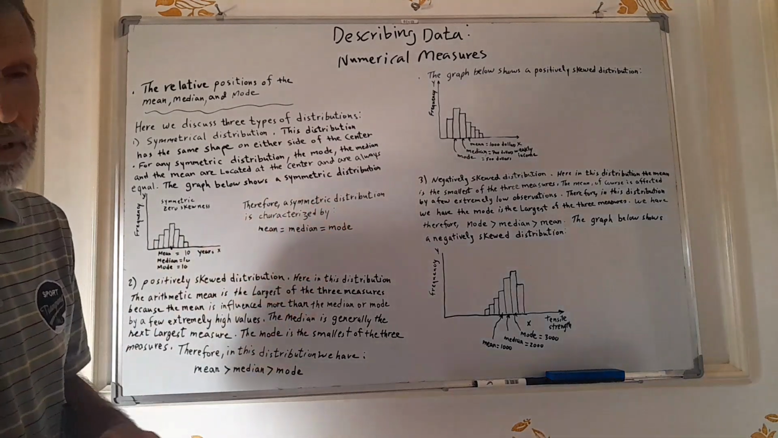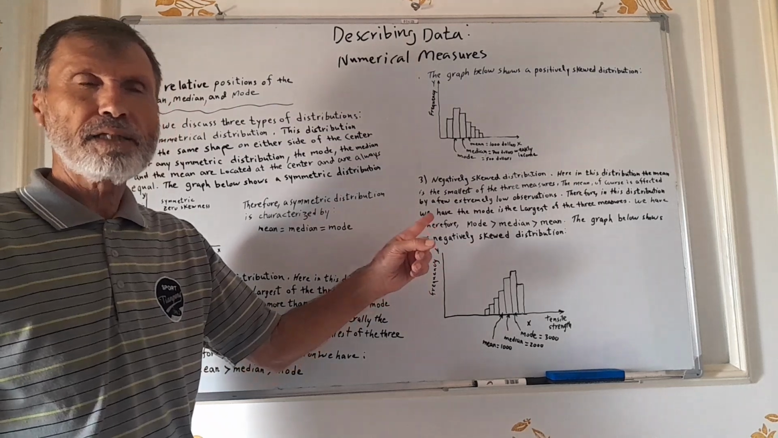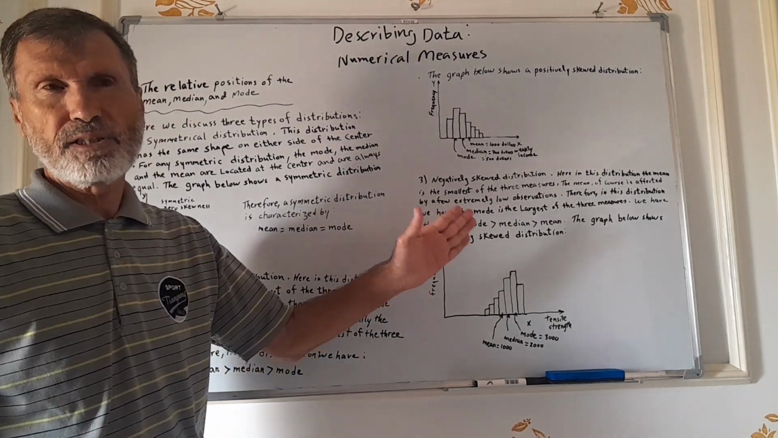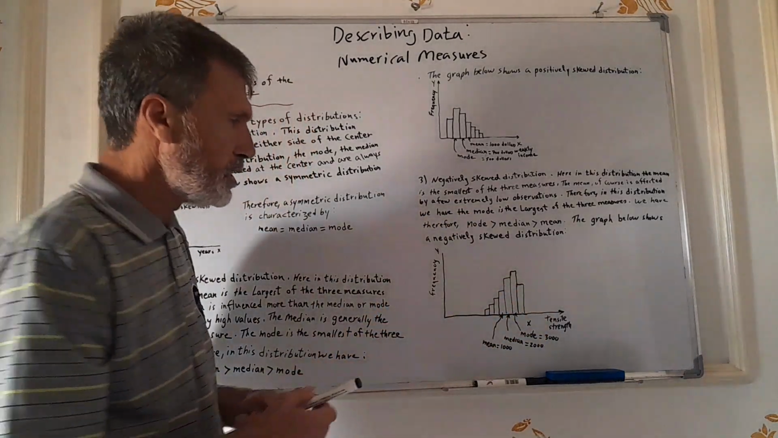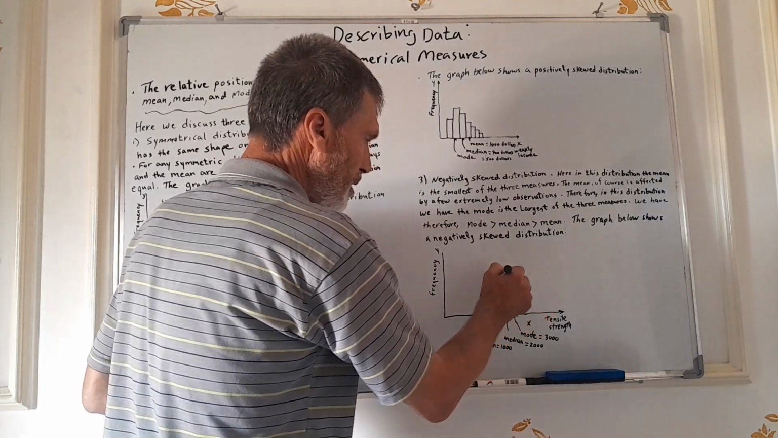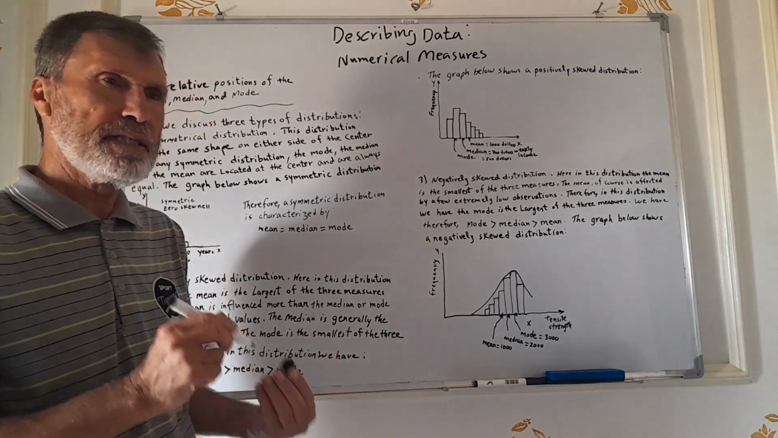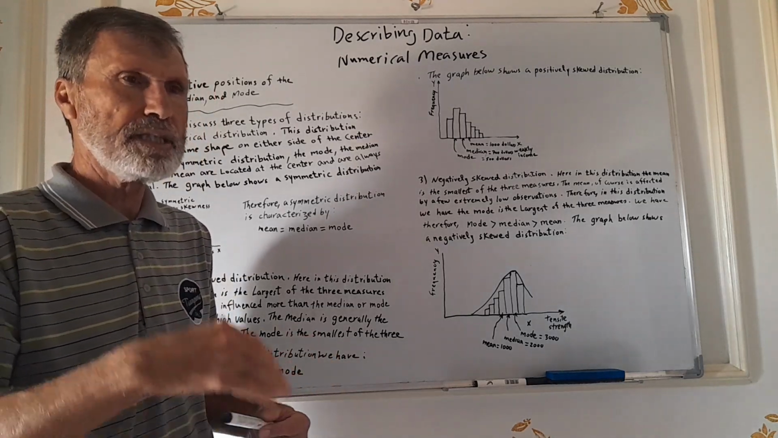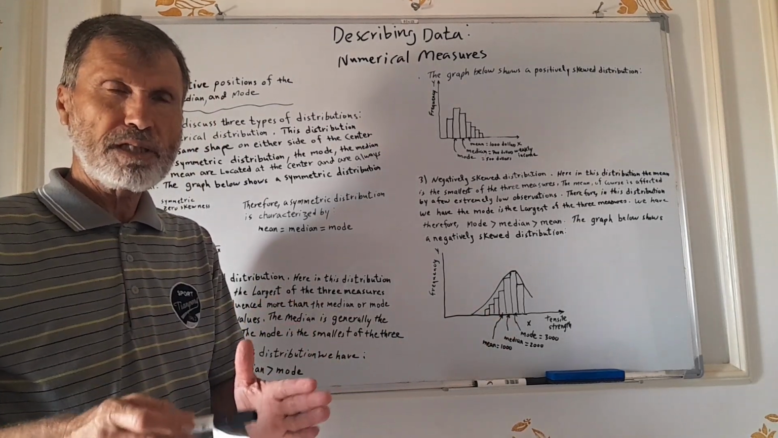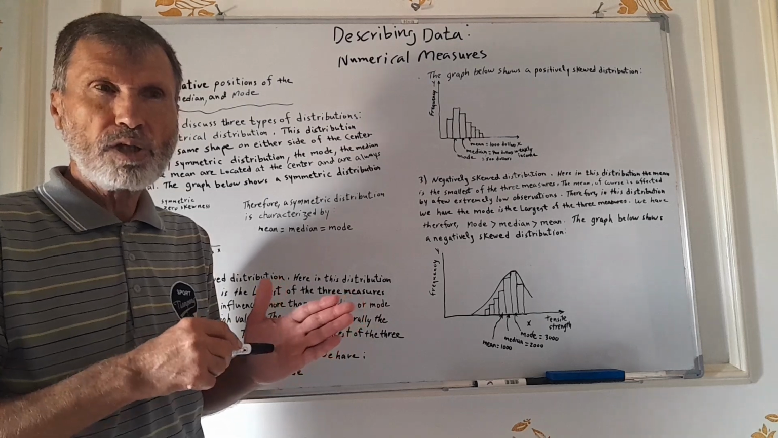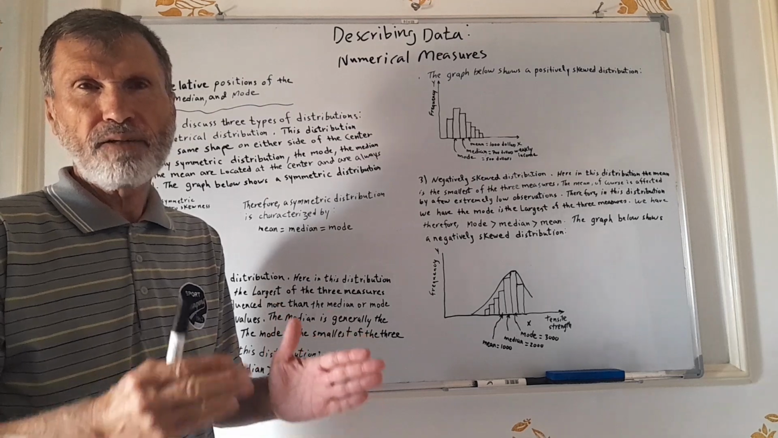Now, the third type of distribution is still non-symmetrical, and it is negatively skewed. The graph, as you can see, is skewed to the left. This is negatively skewed. In this distribution, the mode is the largest. The mode is larger than the median, which is larger than the mean. So the mean is the smallest of the three measures when we have a negatively skewed distribution.